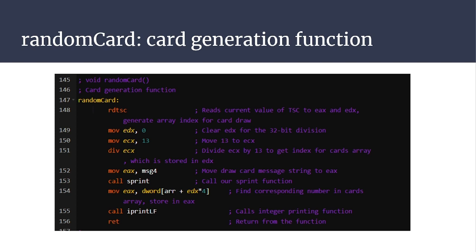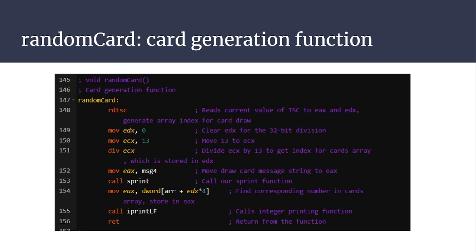Next, we mov the value 0 to EDX and 13 to ECX. By setting EDX to 0, we clear the EDX portion of RDTSC so that we have a 32-bit value in EAX that can be divisible by 13, another 32-bit value. The div instruction will divide the value in EAX, which has the other half of TSC, by ECX, which then stores the quotient in EAX and the remainder in EDX.